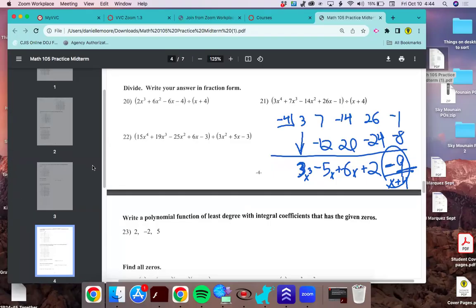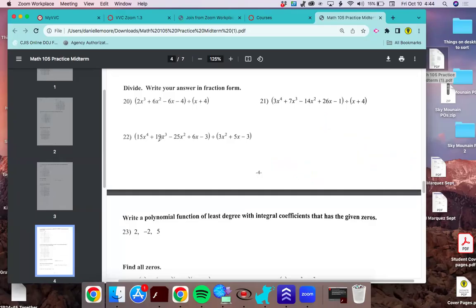Now, number 22. Here, let me clear these out. Number 22, we have a long division. Can't get away with trying to do synthetic on this one because the divisor is more complicated. So that being the case, let's do it to it. We have 3x to the second plus 5x minus 3 dividing into that whole other mess.